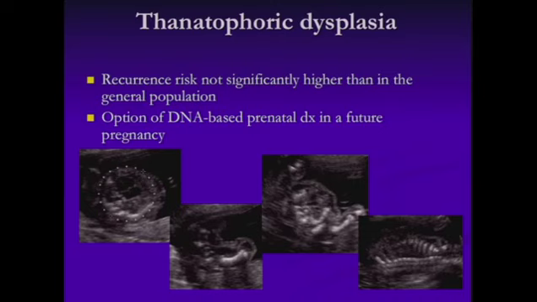And I've got images from another fetus here with the same diagnosis. The recurrence risk, it's nice to know for when you're talking to parents, is not significantly higher than the general population. And if you're in a location where you can have DNA-based prenatal diagnosis, you can definitely offer that. So here's another case. You've got the short ribs. Here we've got the so-called telephone receiver femur, where it's short and stubby, but it's got the flared metaphyses. And on this image, you can see the short ribs and the skin thickening.